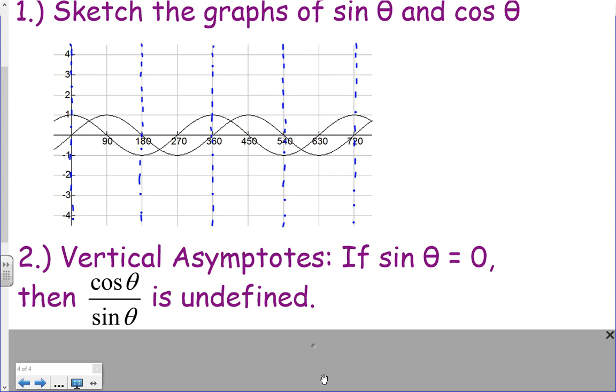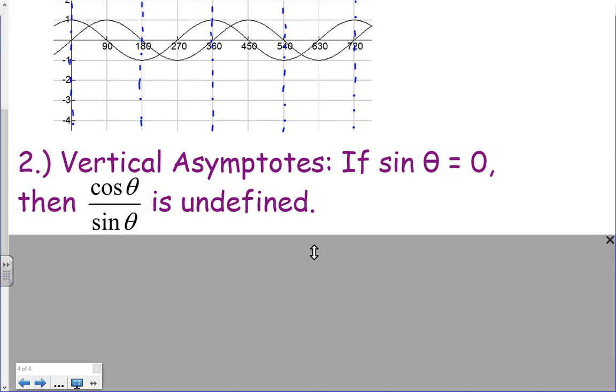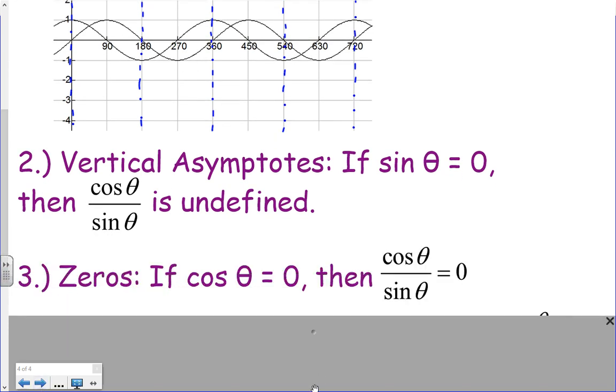All right, the next step is to look at the zeros. Now, in the previous example, we didn't have any zeros. But in this one here, we're going to have some zeros. If you think about taking the cosine of theta and dividing it by sine of theta and setting that equal to 0, you can solve that rational expression by multiplying both sides by that denominator. And of course, you'll end up with cosine of theta equals 0. So anywhere the numerator is 0, that's where the zeros are going to show up. So let's go ahead and mark those.